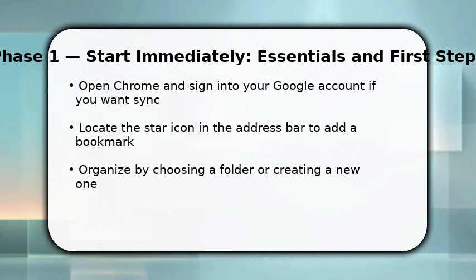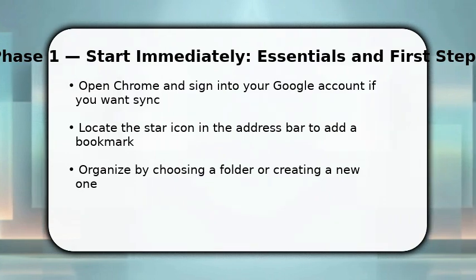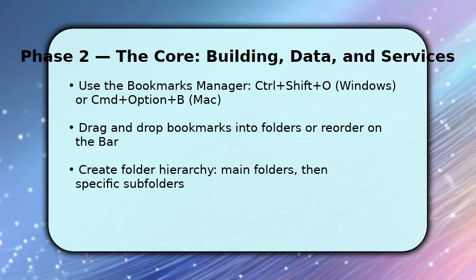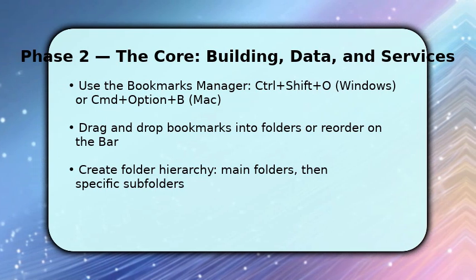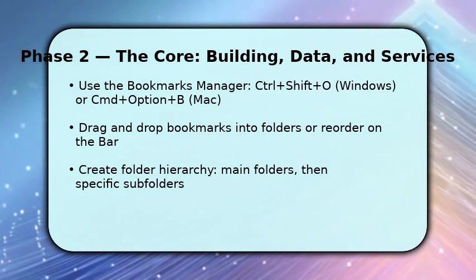After adding a few, pause to check your bookmarks bar visibility so items are instantly reachable. Now you refine structure using the Bookmarks Manager. Open it with Ctrl plus Shift plus O or CMD plus Option plus B. You drag and drop items into folders, rename duplicates, and reorder entries to reflect priority. This step makes retrieval predictable.